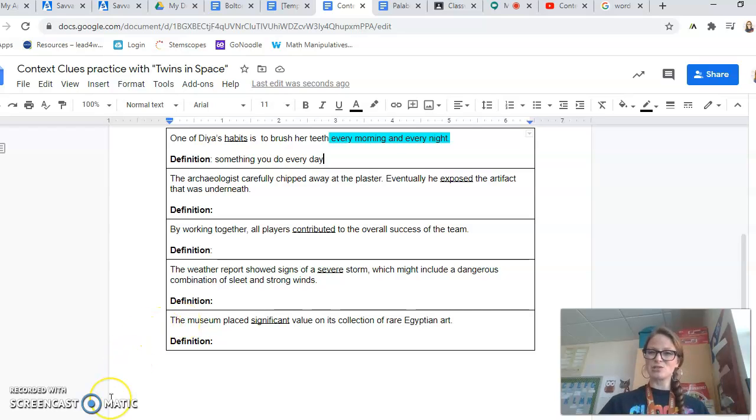So now it's your turn to get to work on finding those context clues, being a word detective, and writing those definitions. Let me know if you need any help.